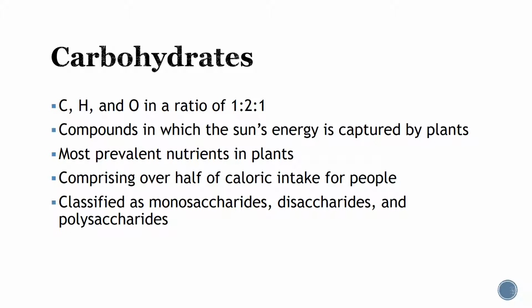Now let's look at the ratio of carbs. We just talked about what it's composed of. That ratio is 1 to 2 to 1. How that is composed is very important in terms of how the plant is going to capture its sunlight and then photosynthesize. Carbs are going to be about half of the caloric intake for people. Then we have to look at how it's classified. Is it a monosaccharide, a disaccharide, a polysaccharide? How are those compounds going to help that plant make a carb?